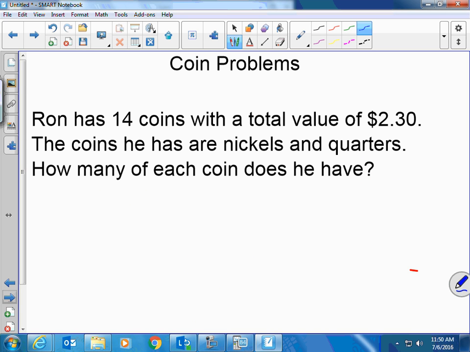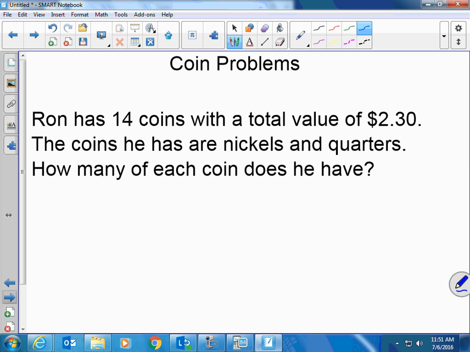Coin problems. First thing, Ron has 12 coins, okay? Total value is $2.30. The coins he has are nickels and quarters. How many of each coin does he have? The question will most of the time, I'd say always, but I don't like the word always, most, if not always, give you your variables. How many of each coin does he have?